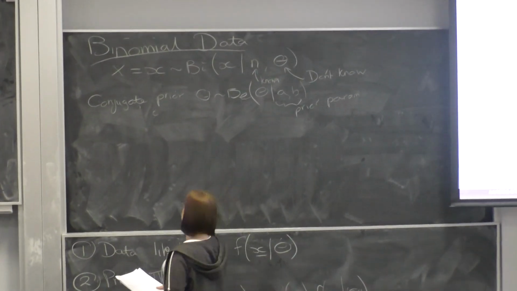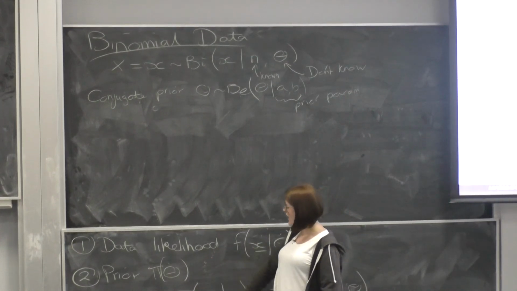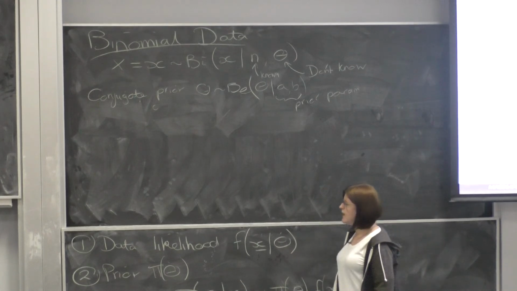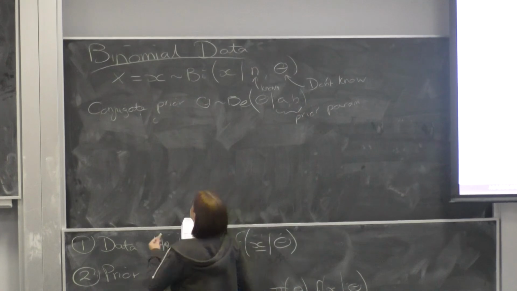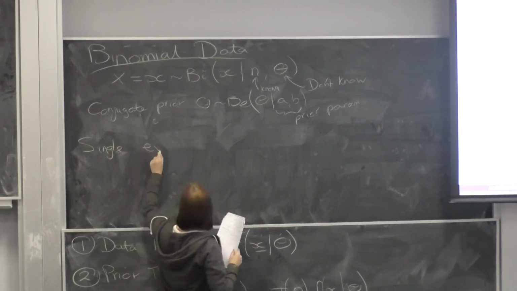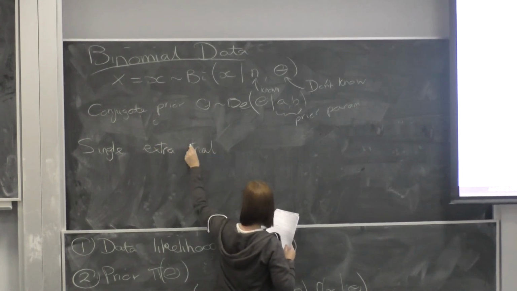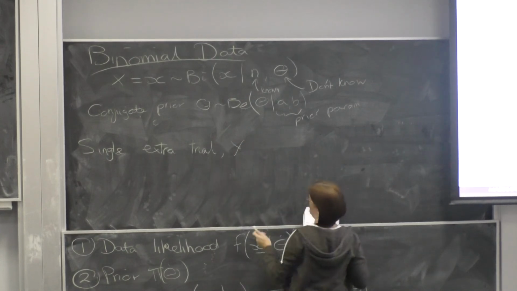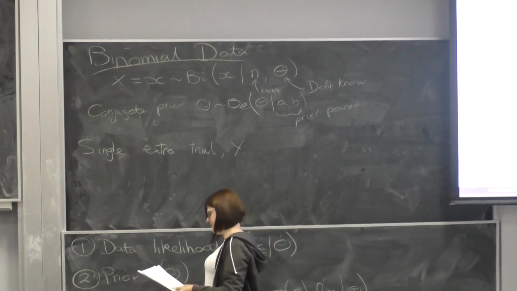But what we want to learn about today, so we've already got what our likelihood is and our prior, and previously we've learned what this posterior is going to be. But now we want to learn about what's going to happen when we have new data. So if we just have a single extra trial, y, what can we say about that? Is it going to be a success or a failure?